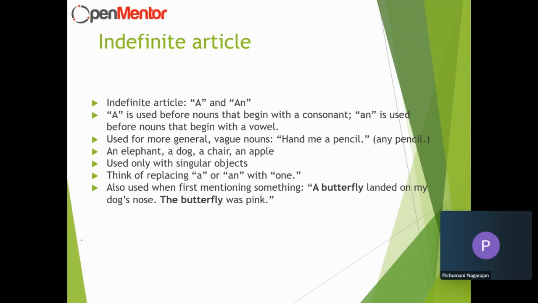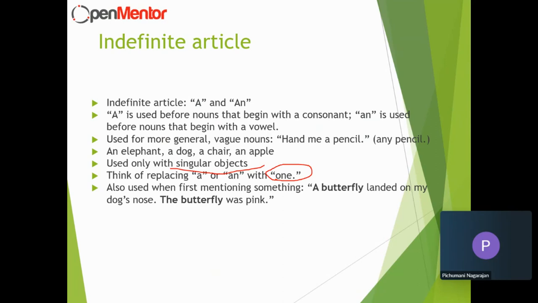Okay. A dog, an elephant, a chair, a boy, right? So you can think of a and an like this. When we talk about one item, a dog, a house, right? In that place we use a or an. A dog, a house, an umbrella, right?